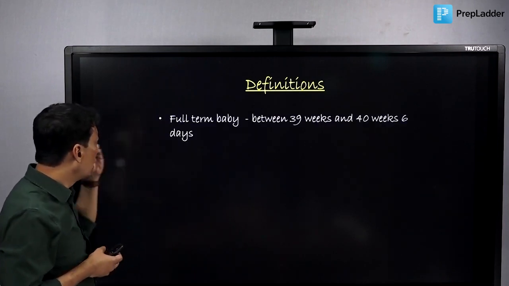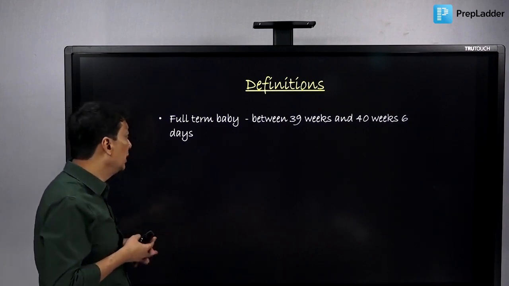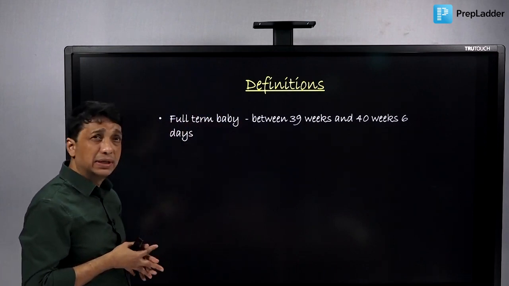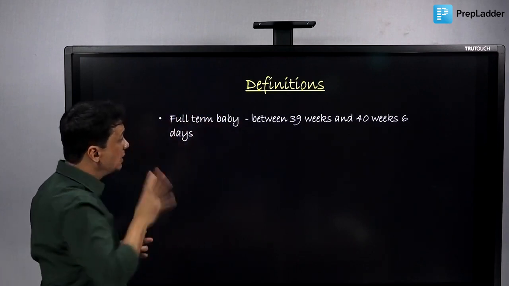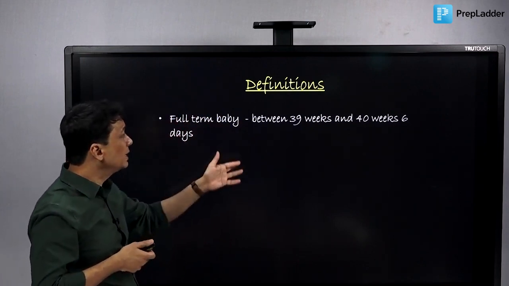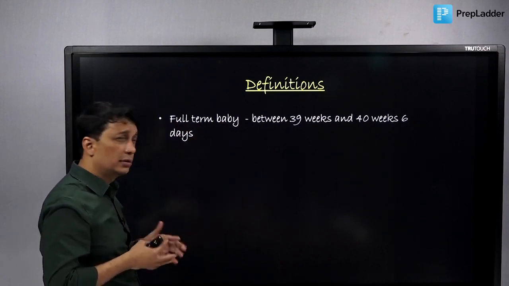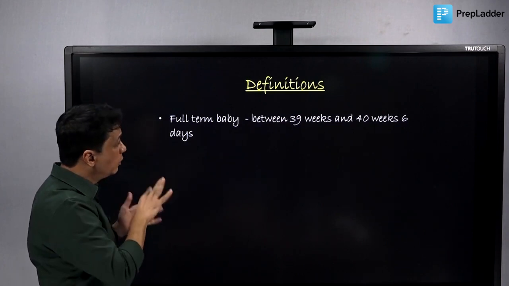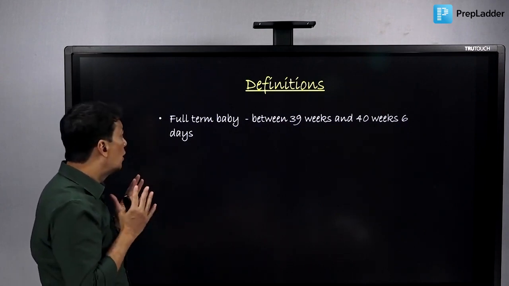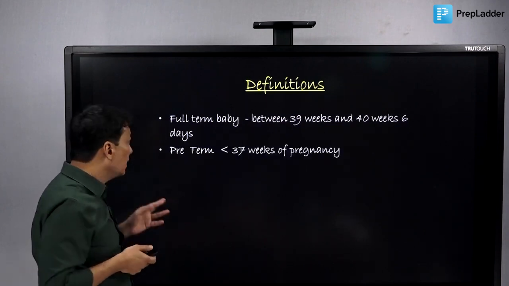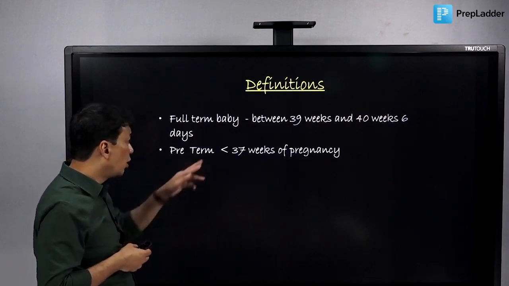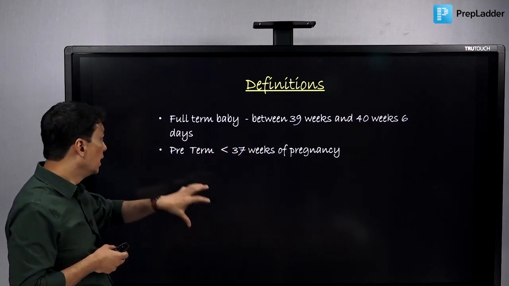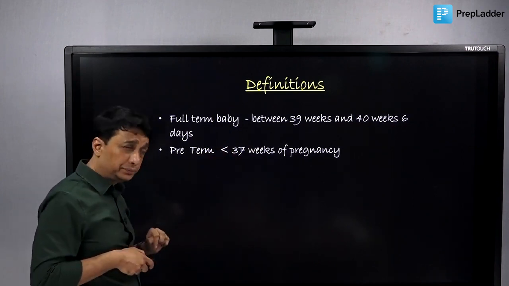A quick summary of what is a full-term child. A full-term baby, for those who have not revised their obs and gynae, is defined as a child born between 39 weeks and 40 weeks and 6 days, to give it its correct definition. A child born between 39 weeks to 40 weeks and 6 days is a full-term child. And a preterm would be a child who's born less than 37 weeks of pregnancy. Okay, so less than 37 weeks, we call it preterm.